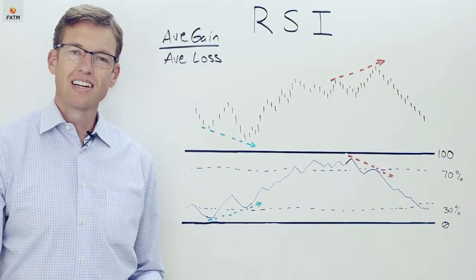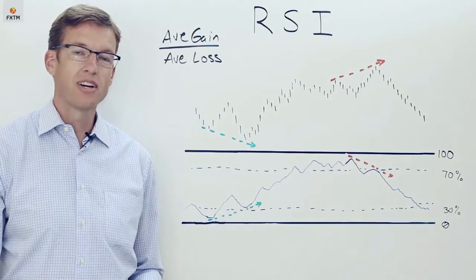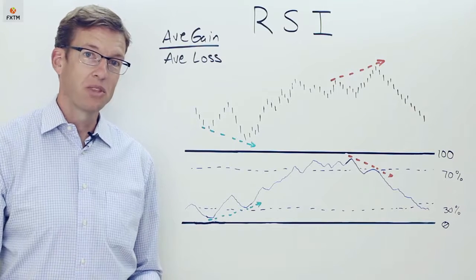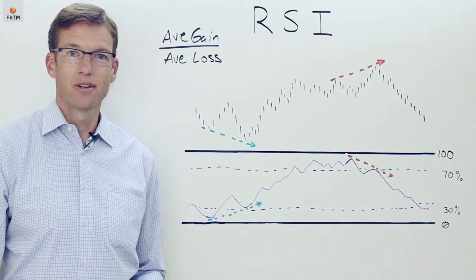The RSI oscillator tells us a lot about what's going on in the trend and how strong the momentum is within the trend and how likely it is to reverse or consolidate.